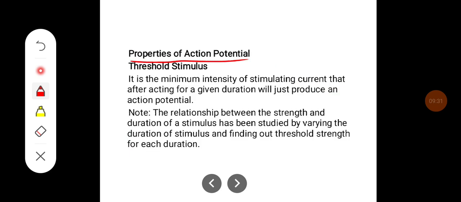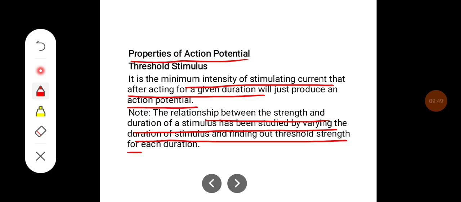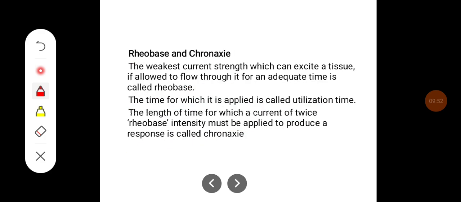Properties of action potential. Threshold stimulus. It is the minimum intensity of stimulating current that, after acting for a given duration, will just produce an action potential. The relationship between strength and duration of stimulus has been studied by varying the duration of stimulus and finding out the threshold strength of each duration.